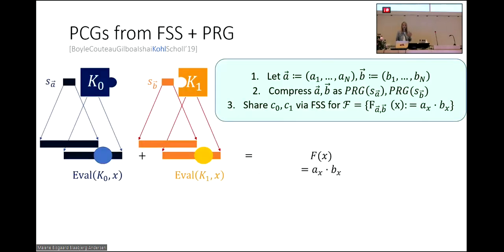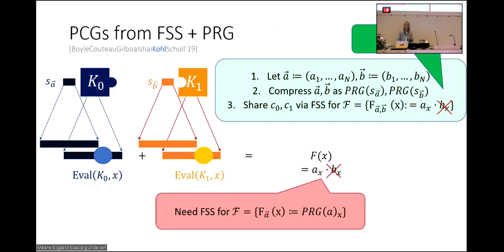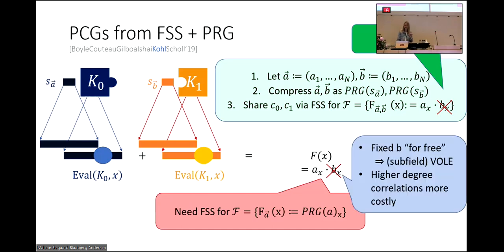And so looking back at the slide, you already saw. What we will do is slightly simplify it. So we will just say f of x is just a of x, is just ax at this position. And then all we need is a function secret sharing scheme for the function that just evaluates the PRG and looks at the x position. And if we have a fixed b instead of b to b1, which is of course not so interesting, then we can basically do it the same way.